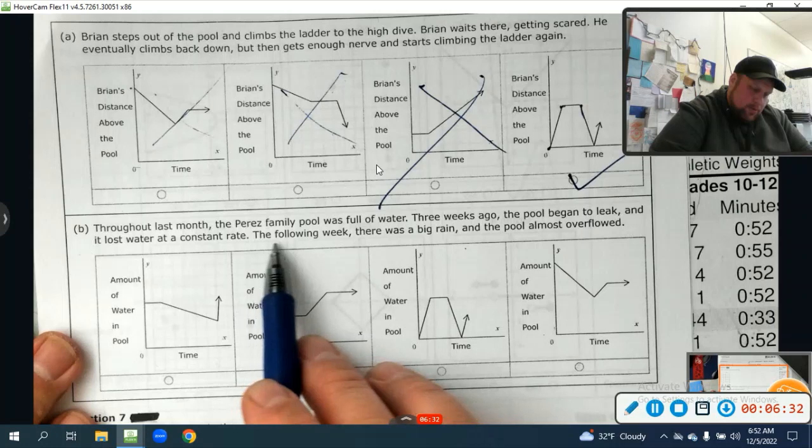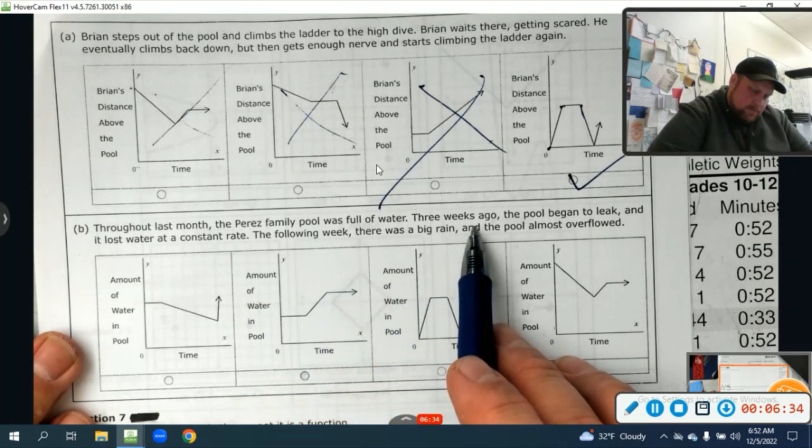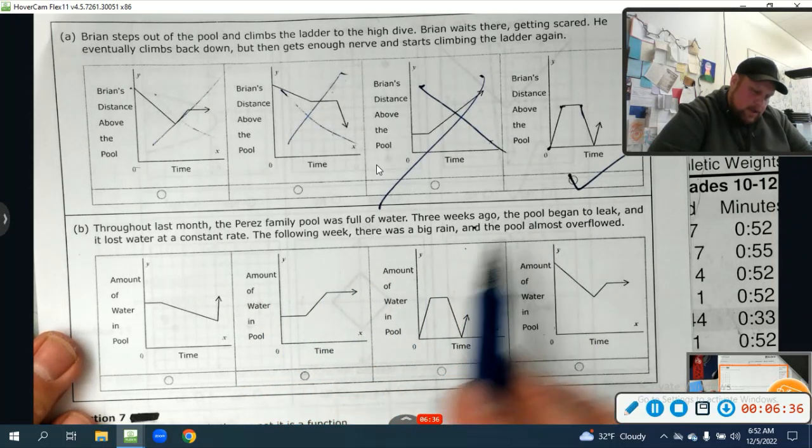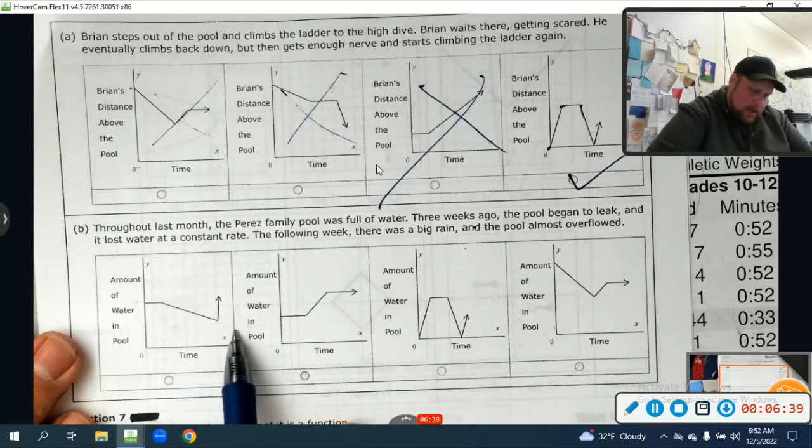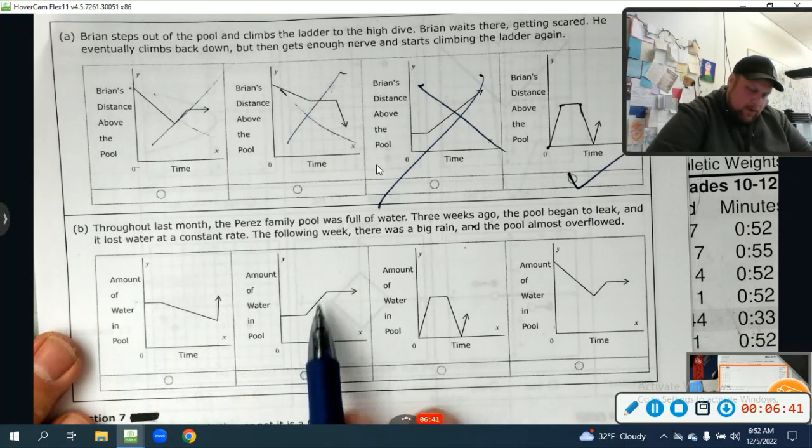Throughout the last month, the Perez family pool is full of water. Okay, 3 weeks ago the pool began to leak. So we need to see something that was full and began to leak. That's like full and began to increase, so that's not it.